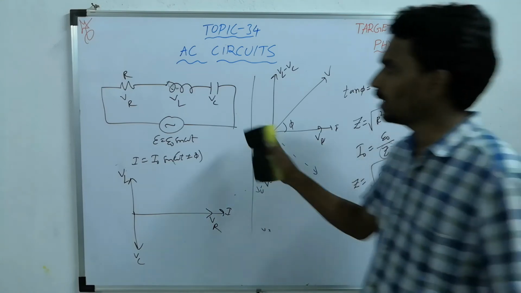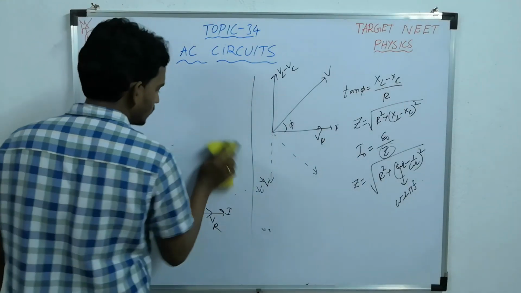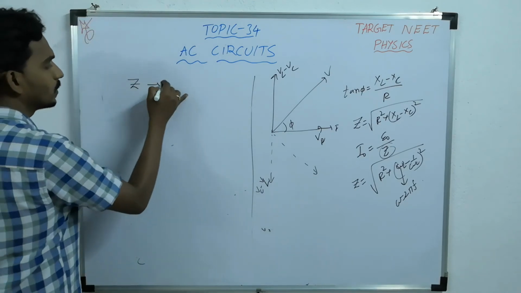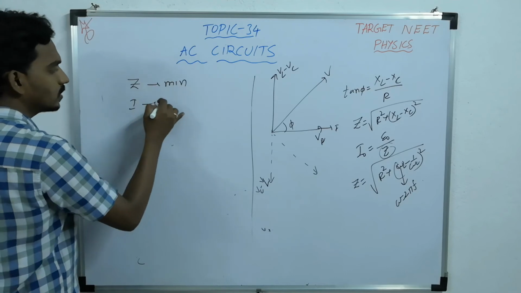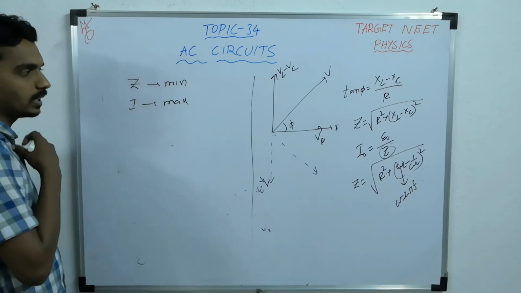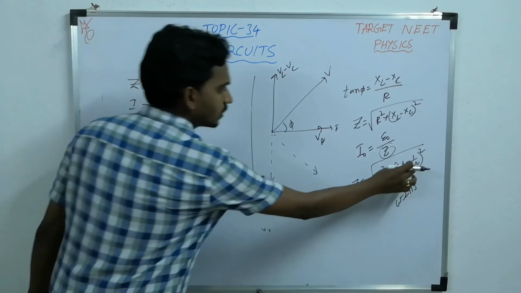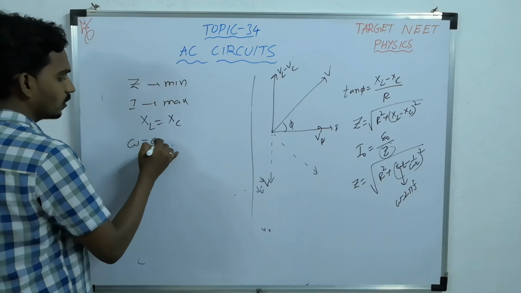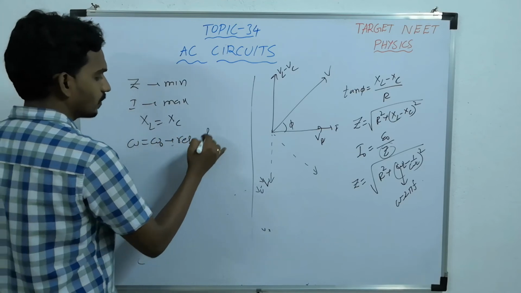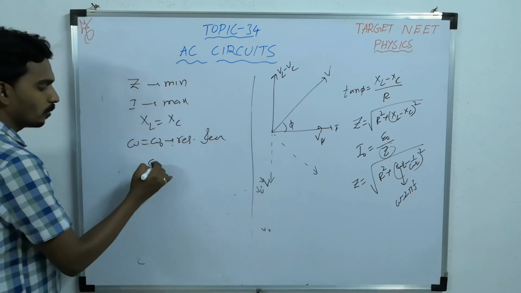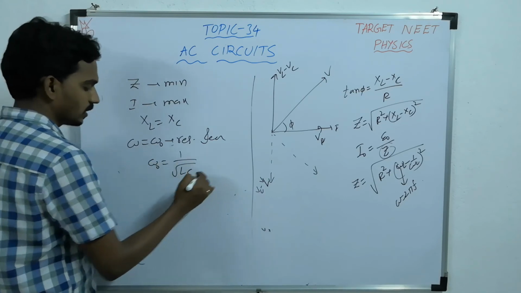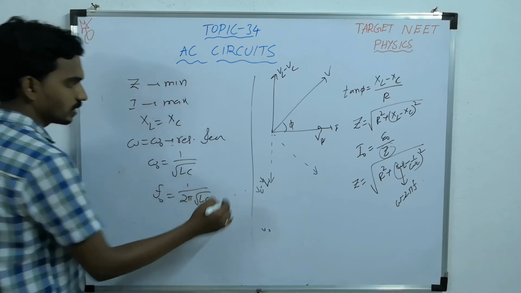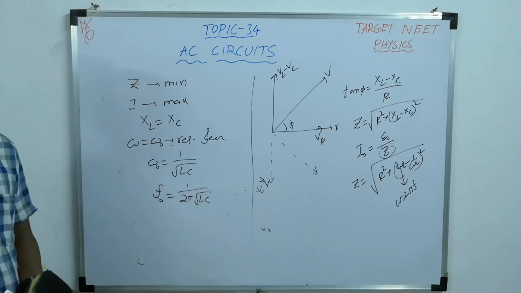And for every series circuit, at a particular value Z becomes minimum, then current becomes maximum. At that condition, Z minimum means the XL value becomes equal to XC, and the corresponding omega is called resonant frequency. So omega naught is 1 by root LC, or else f naught is 1 by 2 pi root LC. This is the resonance condition.